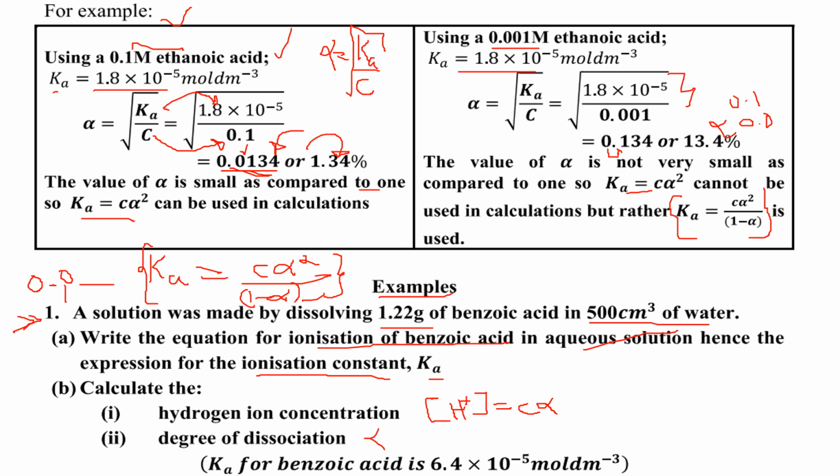Now Ka for benzoic acid is always given in the question, or sometimes it's not given and you're supposed to calculate it. Now when you're beginning this topic, I told you ionization constants are always measured in moles per decimeters cubed. This is a very common question in paper 1 because most of you present your answers without units and you get everything wrong.